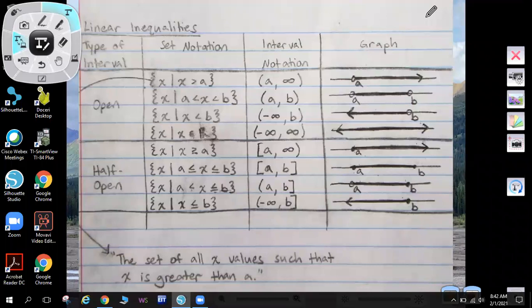So now we're going to look at how to actually solve an inequality. And we're just going to do a few examples.